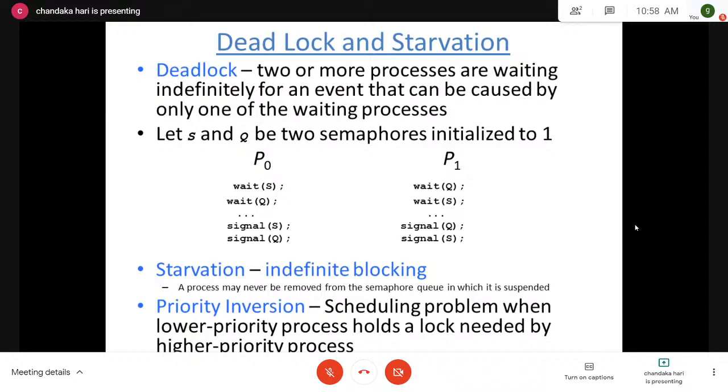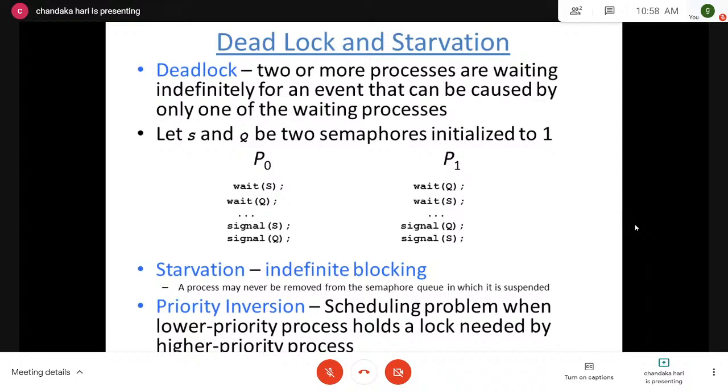Deadlock can also be defined in a different way. In a multi-programming environment, two or more processes are concurrently running. If any process is holding some resource and waiting for a resource held by another process, and similarly that process is also holding some resources and waiting for the resources held by this process, then both processes are not allowed to continue execution. Hence, this is indefinite blocking, and it is called a deadlock. That is, two or more processes are waiting indefinitely for an event that can be caused by only one of the waiting processes. It is called deadlock.